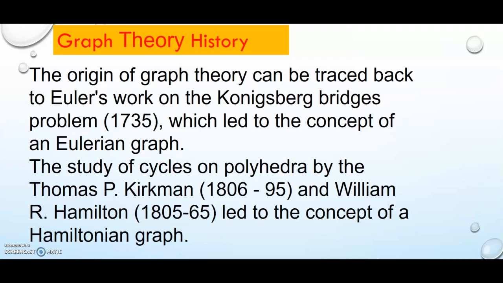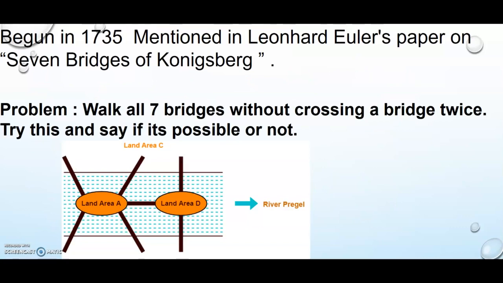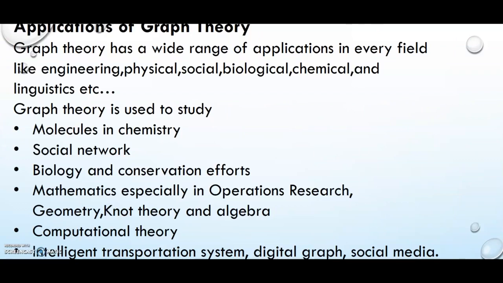What is this Königsberg bridge problem? It began in 1735, mentioned in Leonhard Euler's paper on the 7 bridges of Königsberg. The problem is walking over all 7 bridges without crossing any bridge twice. Can you solve this problem? There is a land area between these bridges, and all 7 bridges should be crossed without crossing any bridge twice. This is how he was trying to do it. Whether it was possible or not, we'll see at the end of this topic.